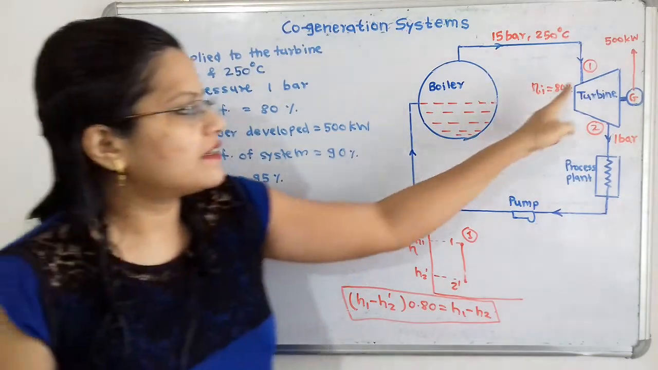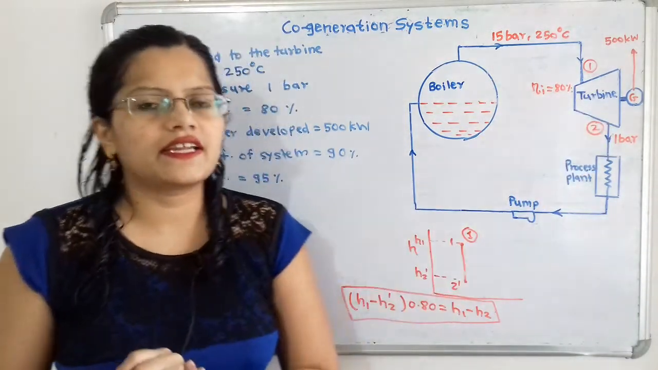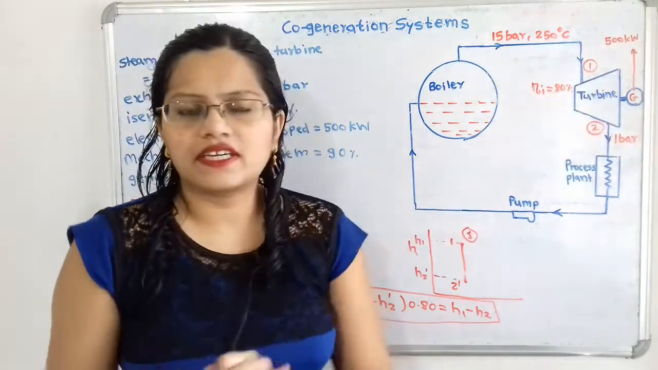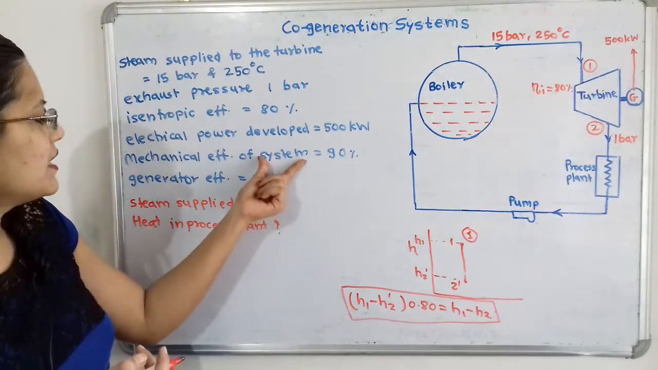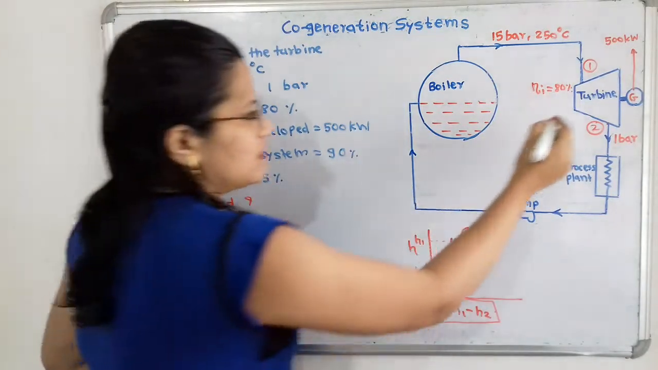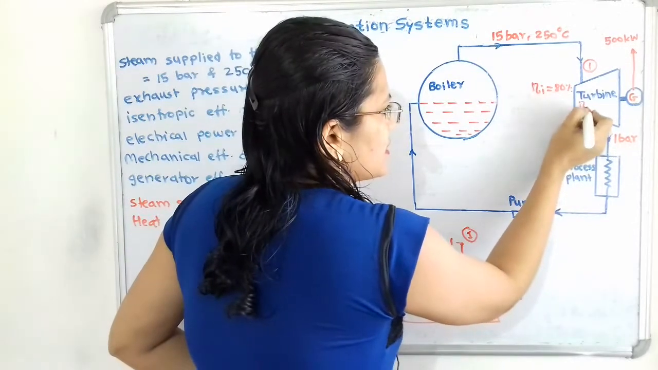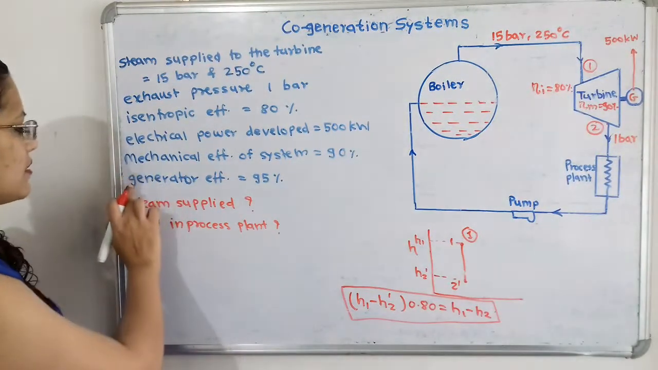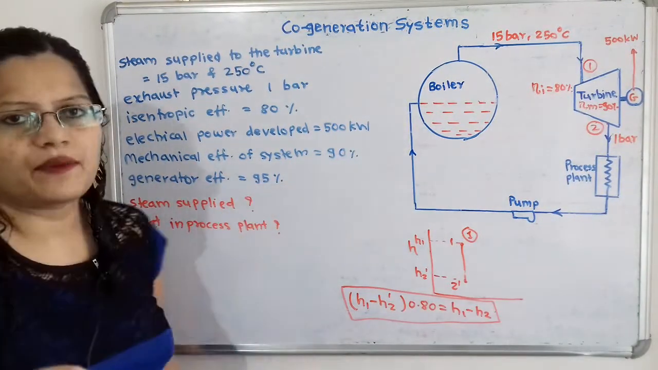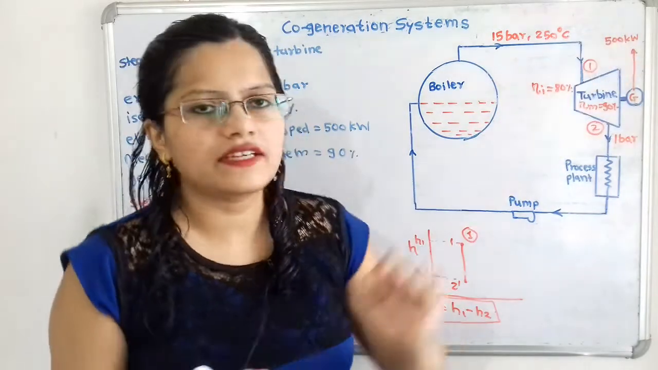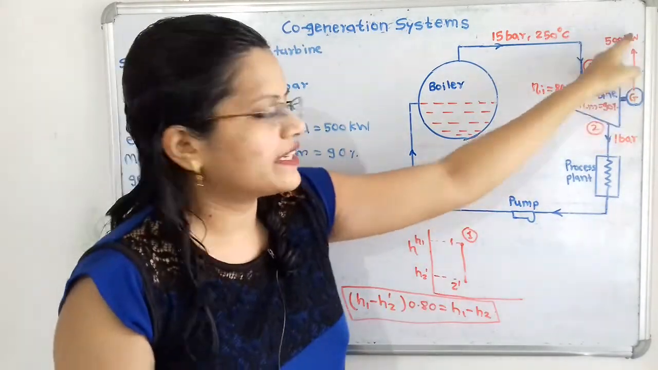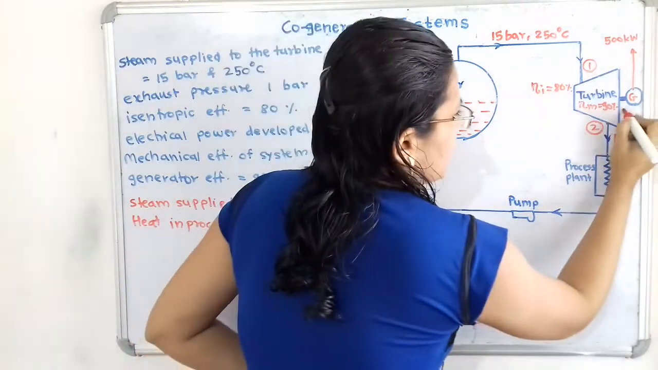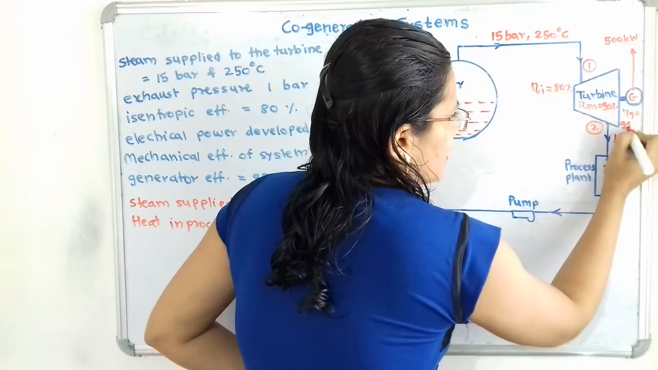Now mechanical efficiency of the system is 90%. We know that in the turbine mechanical energy is getting converted into electrical energy, and in the generator the power is getting developed. So mechanical efficiency is given, eta m is 90%. So I will write here that eta m is equal to 90%. Then generator efficiency is 95%. So in the generator, when the electrical energy or power is getting developed, the generator efficiency is 95%. So we will say that eta G is equal to 95%.